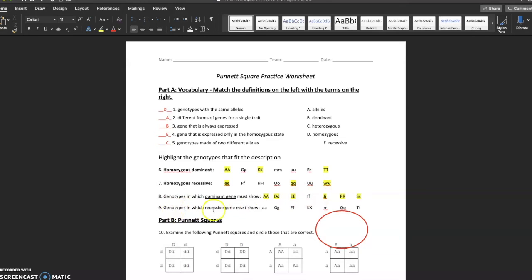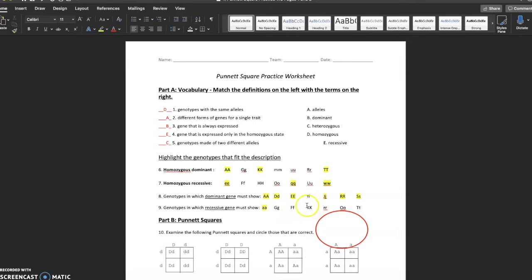Number 9, genotypes in which the recessive gene must show. So for the recessive allele to show, it's going to have 2 copies. It can't have any dominant alleles present because that dominant allele will win every single time. So this first guy will show the recessive allele because we have 2 copies of it. This one has a single dominant allele, so it is out.